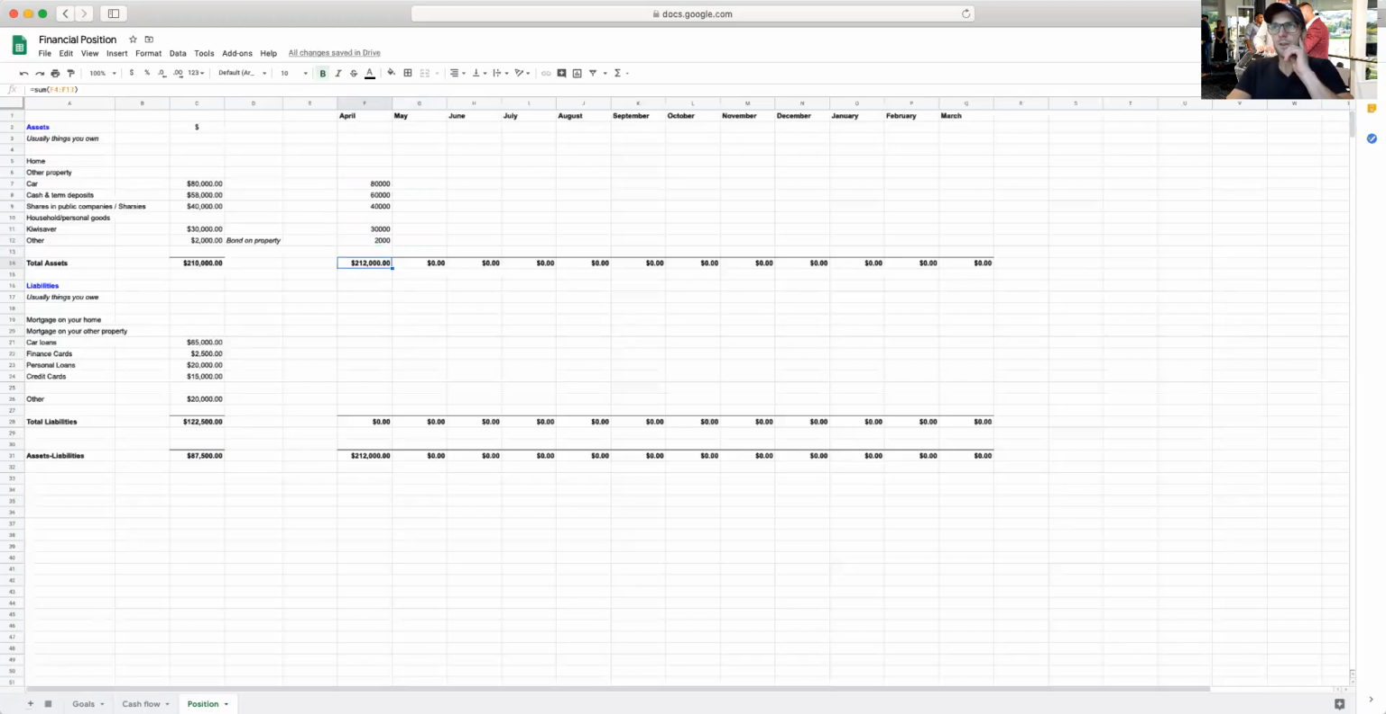So you've increased your assets by $2,000. Now you've actually paid off $1,000 of your car loan in that month as well. You've got your finance cards down to $2,000. Your personal loan hasn't changed. That's still 20 grand. And your credit card is still $15,000, and you're going to address that at some stage. This $20,000 is still here, your other debt. All of a sudden, your assets minus your liabilities, your technical net worth, is $91,000. So you know you're moving in the right direction.